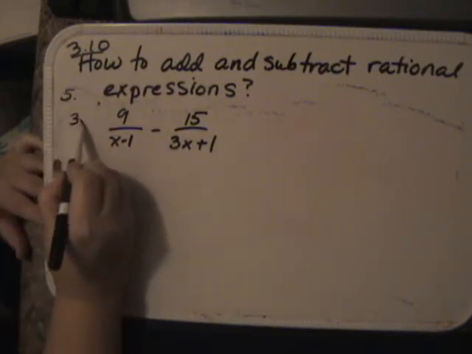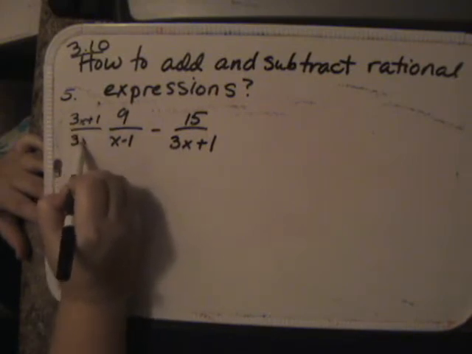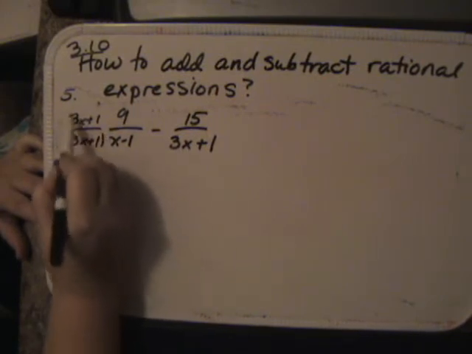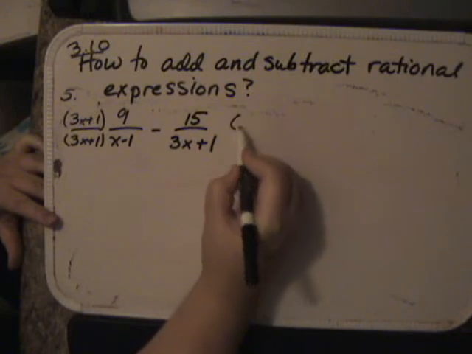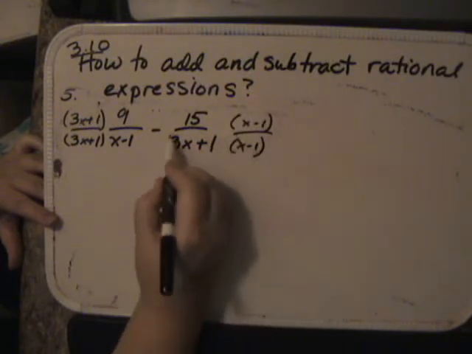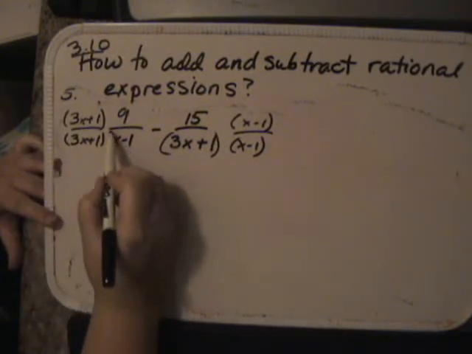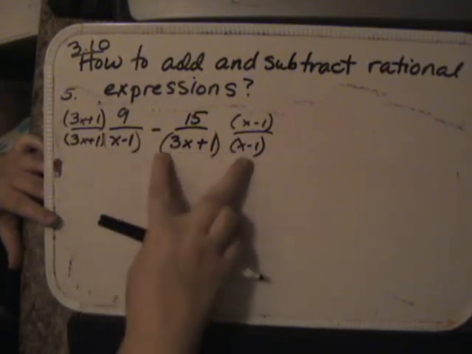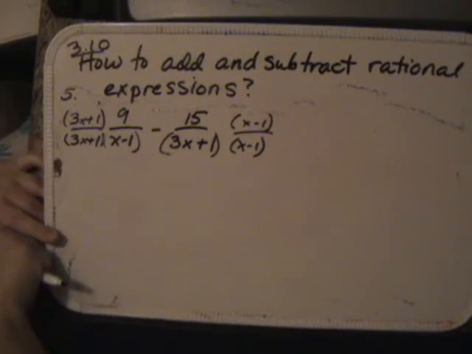Let me make some room over here. So I multiply by 3x plus 1 over 3x plus 1 over here. And then on this side, I'm going to multiply by x minus 1 over x minus 1. This makes each denominator the same. If you look at them, you'll see the x minus 1 and then the 3x plus 1.